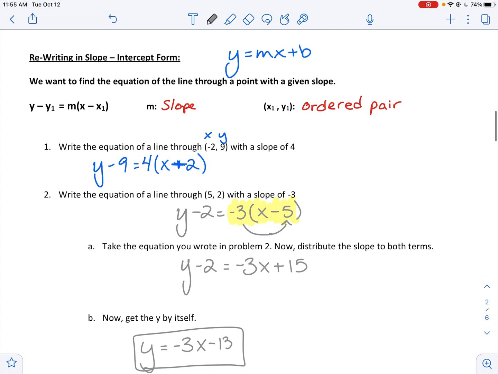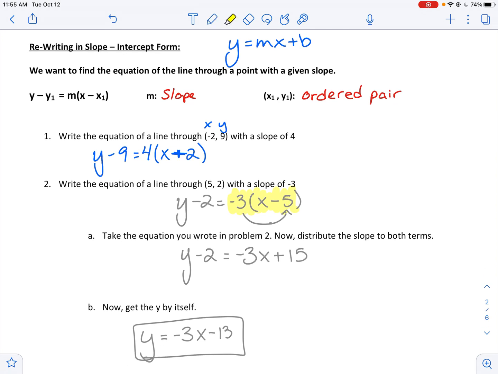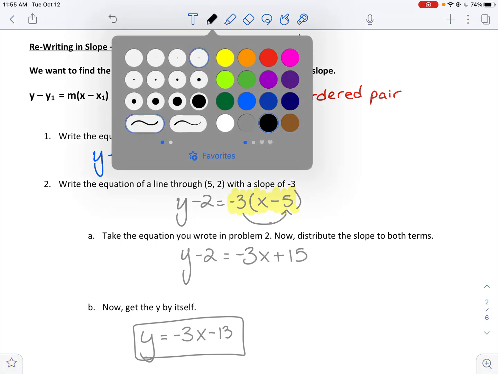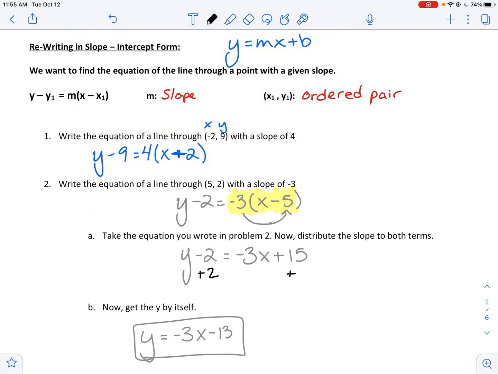And my last step, to get that y by itself, I see a minus 2. So I'm going to undo that minus 2. I will add 2 to both sides, which means that I'm going to end up with y equals negative 3x plus 17.